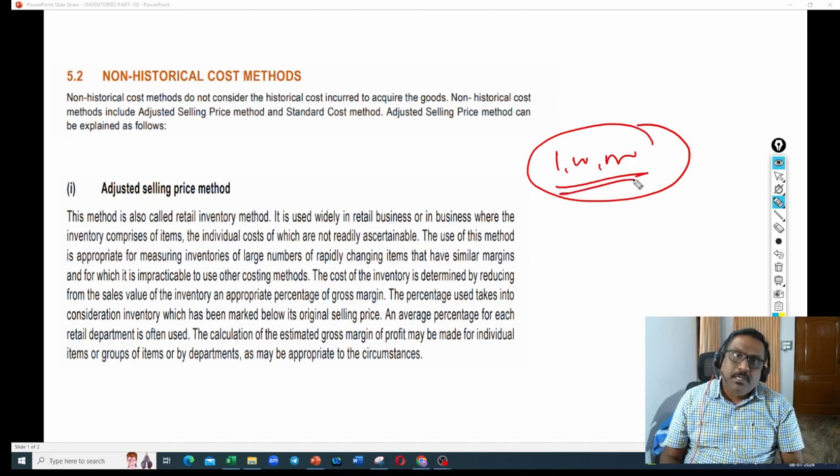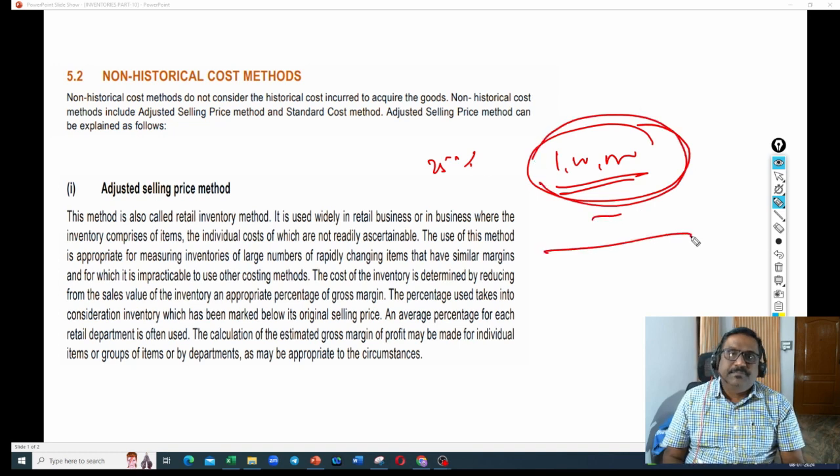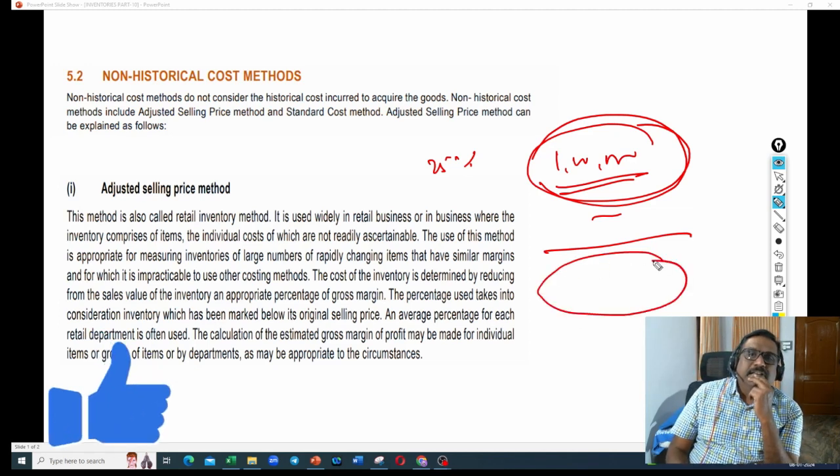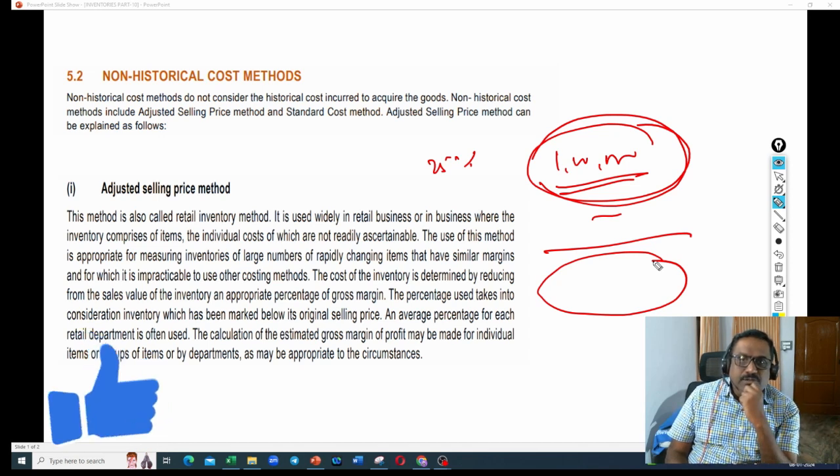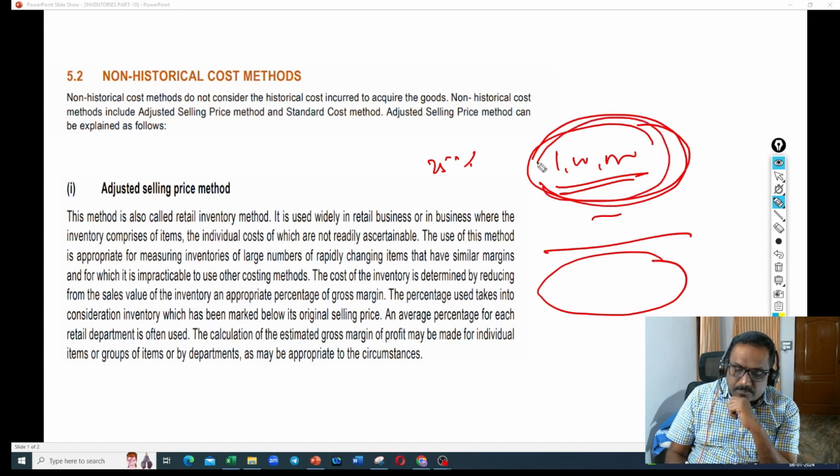Okay. They know their gross margin. Let us say their gross margin is 25%. They will calculate 25% on this 1 lakh and remove this gross margin, and they will arrive at the cost. Why do they need to arrive at the cost? Because inventory valuation has to be done: cost or net realizable value, whichever is lower. So they can't take the 1 lakh saleable value as inventory. They need to arrive at the cost.